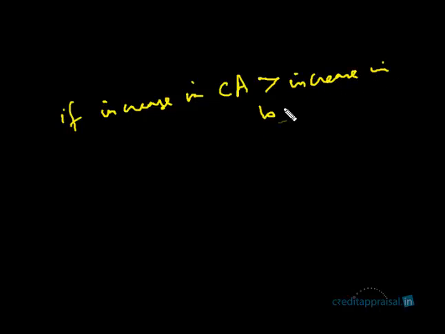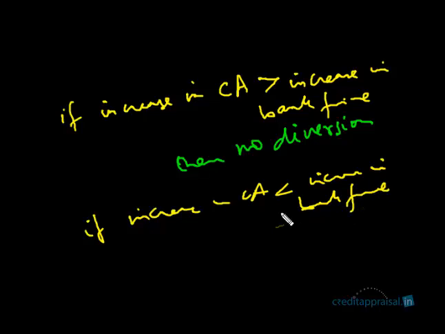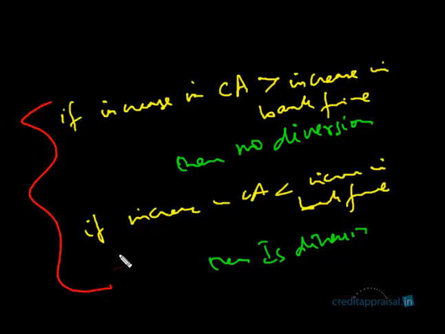So can I say like this? If increase in current assets is greater than increase in bank finance, then no diversion. Alternatively, if increase in current assets is less than increase in bank finance, then there is diversion. Okay, so I'm just putting this proposition to you. So is this acceptable? So can we write like this?